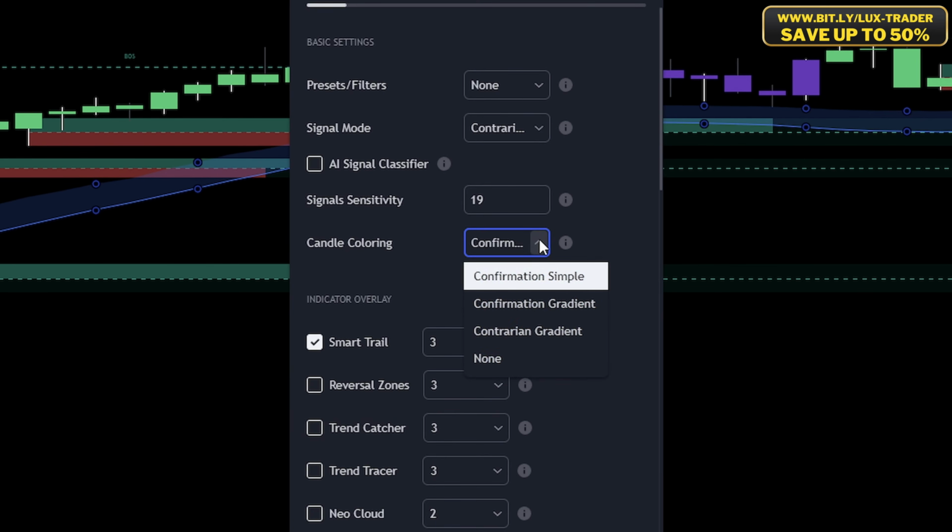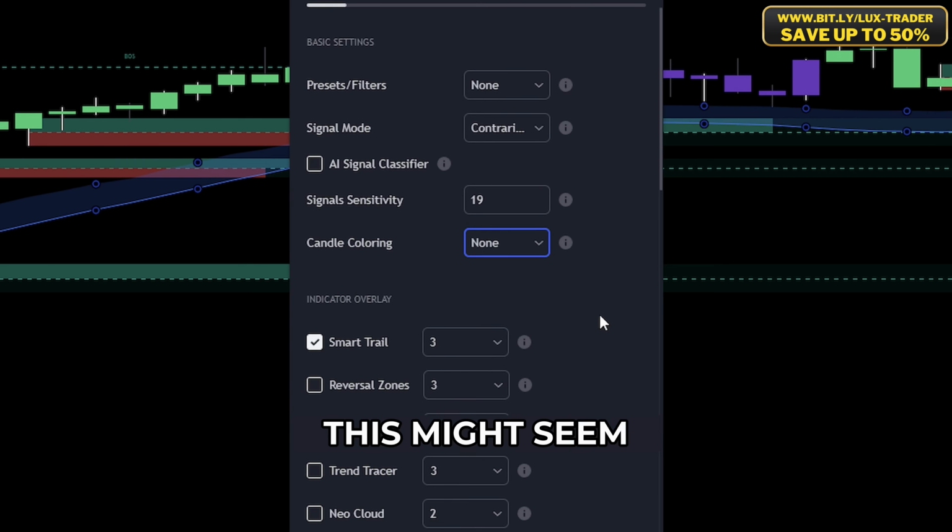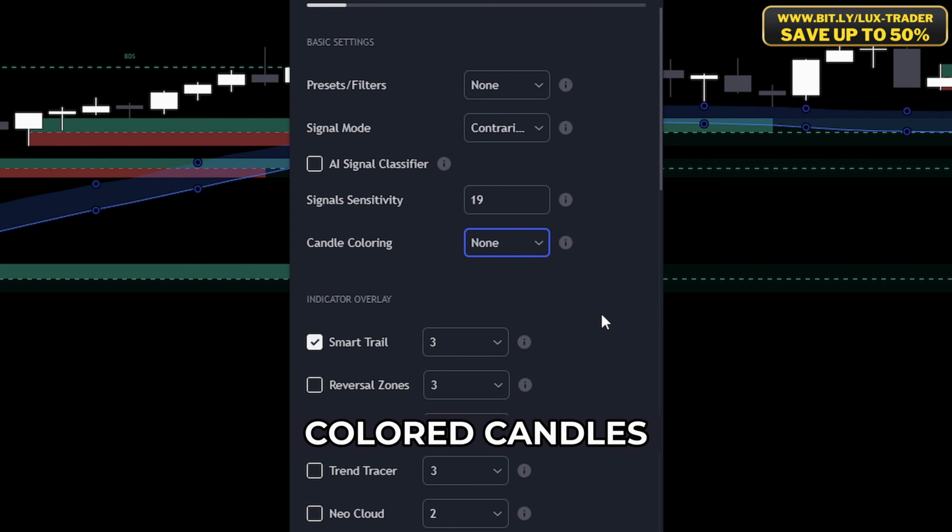For the candle coloring, set it to none. This might seem counterintuitive at first, but by removing the distraction of colored candles, you can focus solely on the indicator signals and price action. This minimalistic approach helps you see the big picture without getting overwhelmed by too many visual cues.